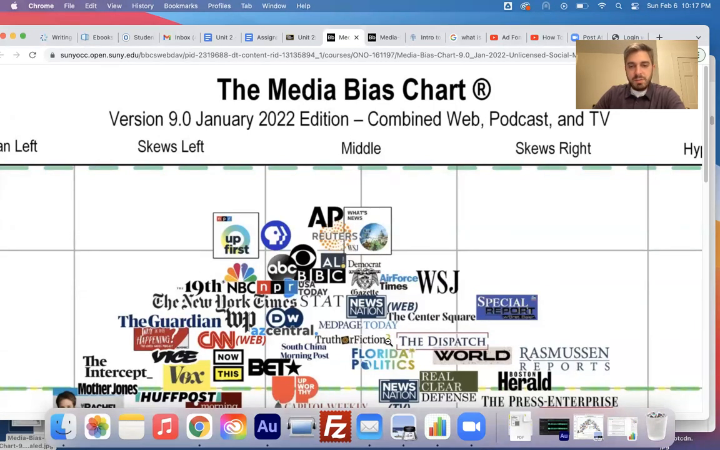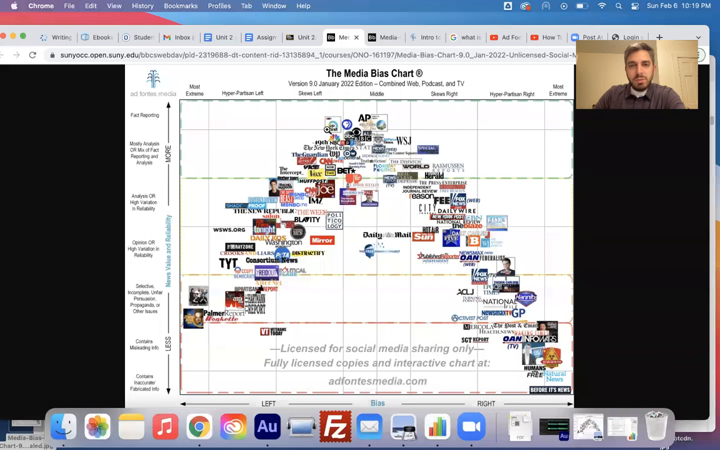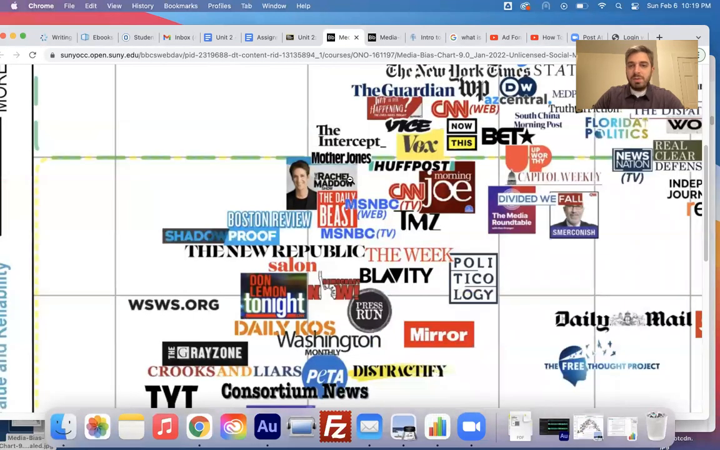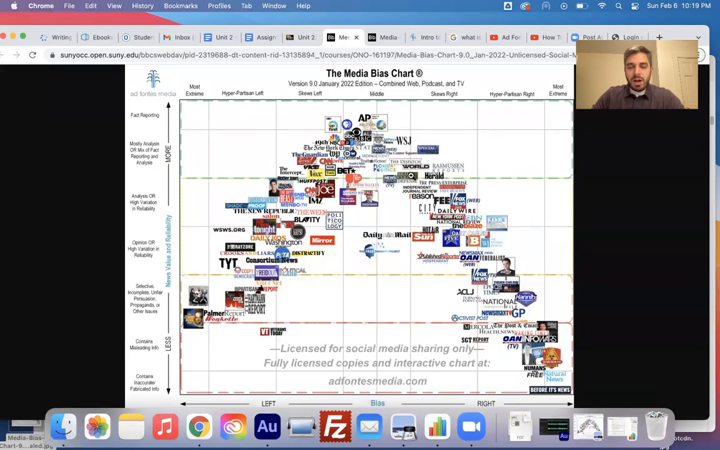So CNN, a lot of you were talking about that. I would put Al Jazeera up in here too. Middle of the road, fact reporting, mostly fact reporting. And as you can see, as we get into more opinionated stuff, we see that it's skewing to the left or to the right down here. So you've got Fox News and New York Post to the right. To the left, you've got like Rachel Maddow and Democracy Now!